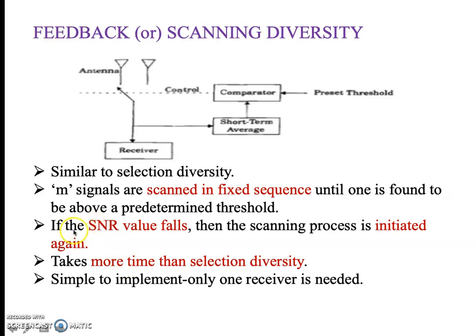So next point, what will happen if the SNR value falls? If the SNR value falls, the scanning process must be initiated from the beginning. The disadvantage of the feedback or scanning diversity is that it takes more time than the selection diversity, because in selection diversity we'll be scanning all the signals simultaneously, but in feedback diversity the scanning is done in a fixed sequence, so it will definitely be a time consuming process. But the advantage is that it is simple to implement because it needs only one receiver at the receiving end.